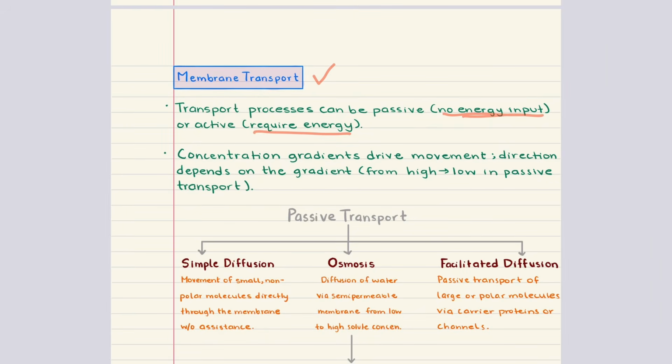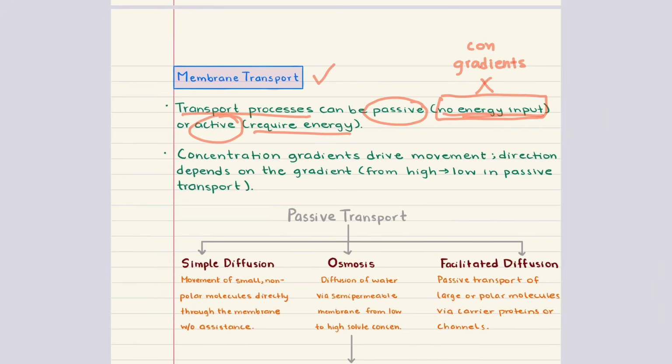Transport processes fall into 2 broad categories: passive transport and active transport. Passive transport doesn't require any energy input from the cell. Instead, it just relies on the natural movement of molecules from an area where they are more concentrated to an area where they are less concentrated.